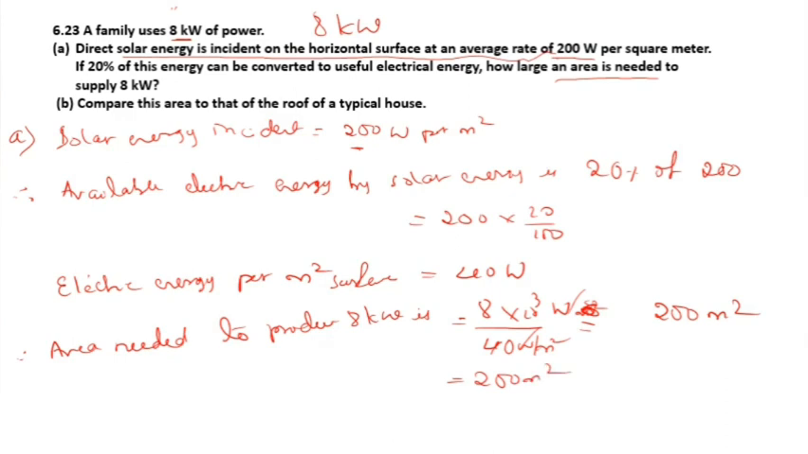The next question is, compare this area to the roof of a typical house. This area is comparable to the roof of large houses of 250 meter square. If that house has a roof of around 250 meter square, then we can generate the electric power needed by that home.